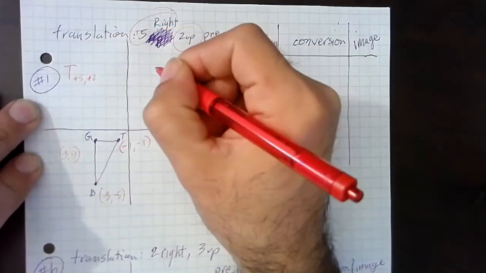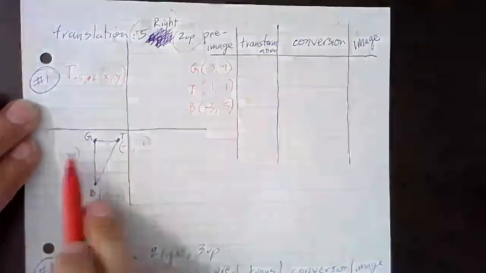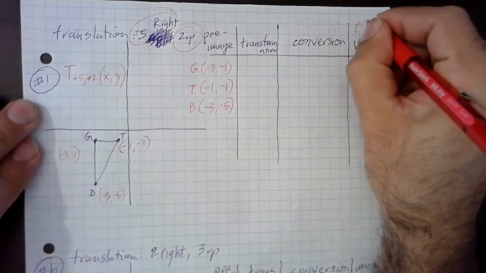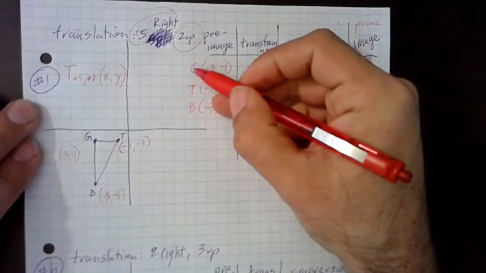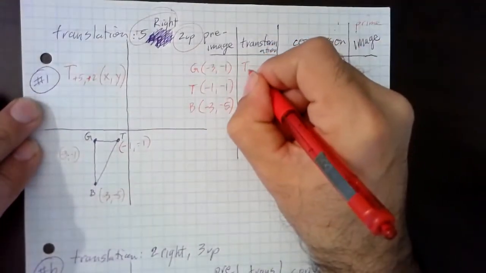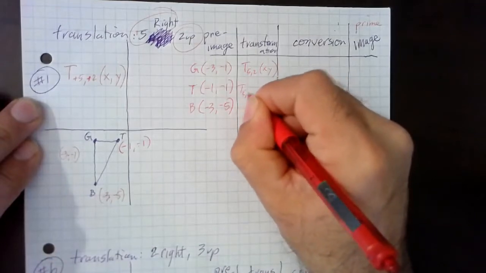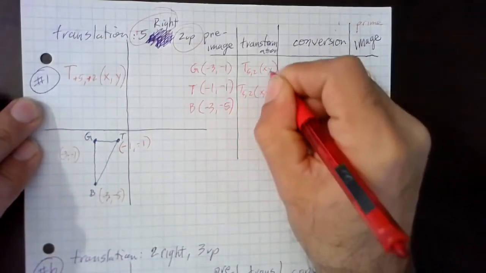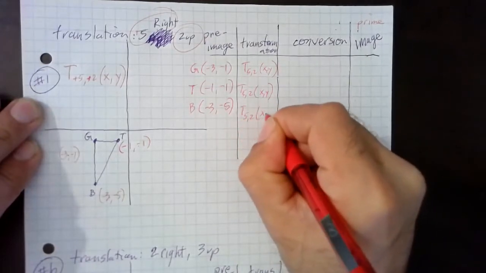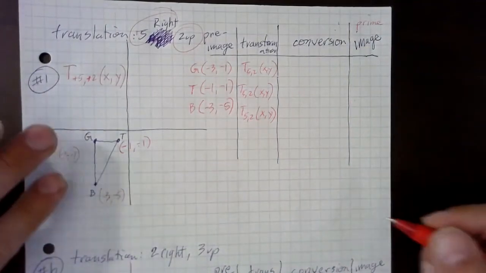Okay, so we have T 5, 2, and we're applying that to the X and Y points. We're going to apply it to each of these sets of points to get our image, which we call our prime values. G prime, T prime, B prime. Okay, so our translation is T 5, 2, X, Y. And I'm just going to put that for all of them here. Remember, part of the work for translations and transformations is keeping it organized. Okay, so that's the transformation I'm going to apply to each point.